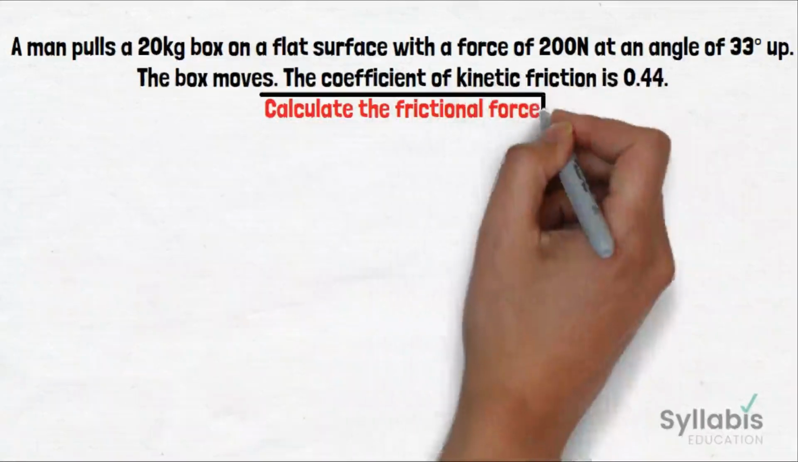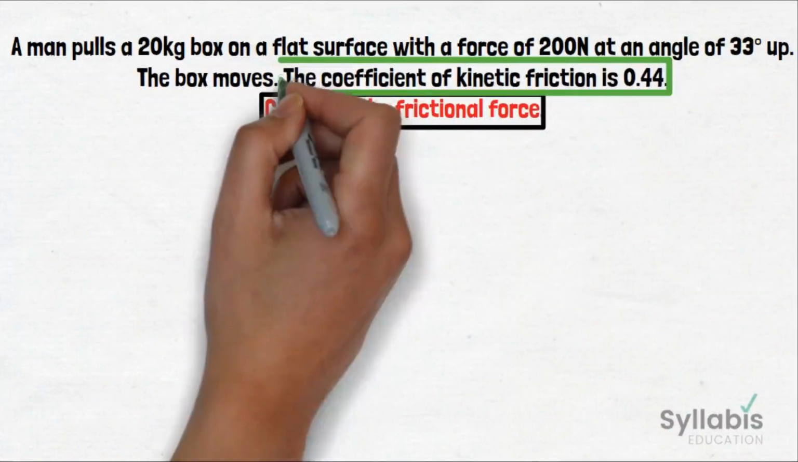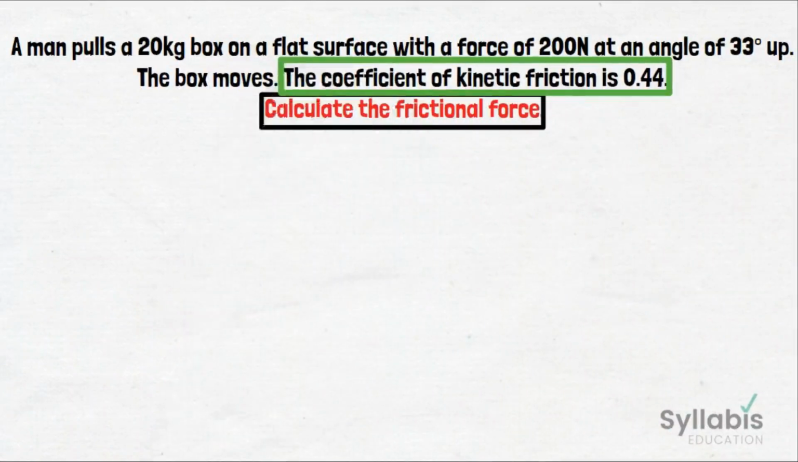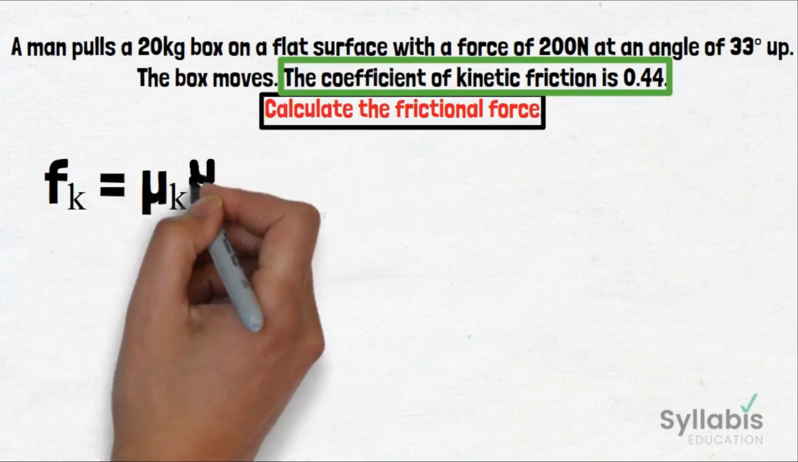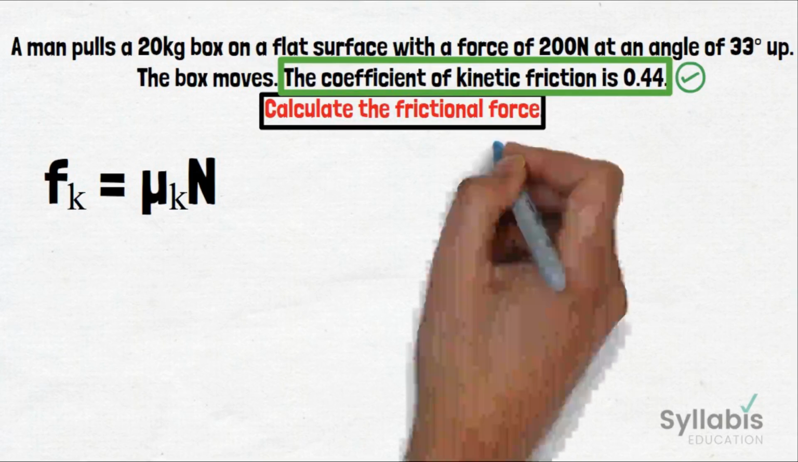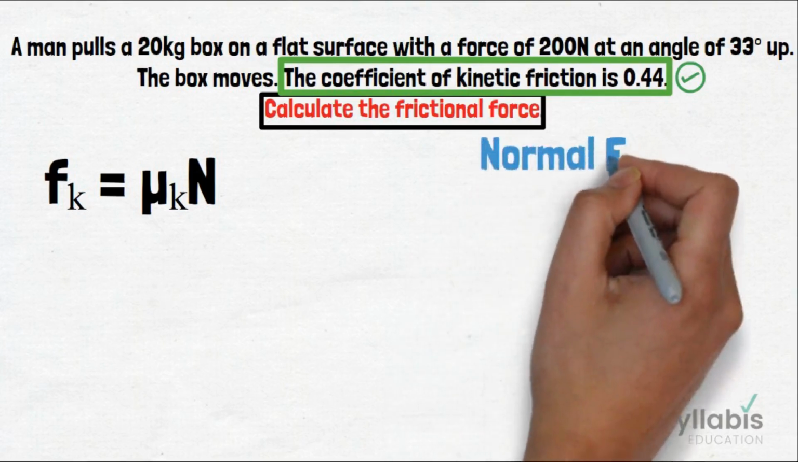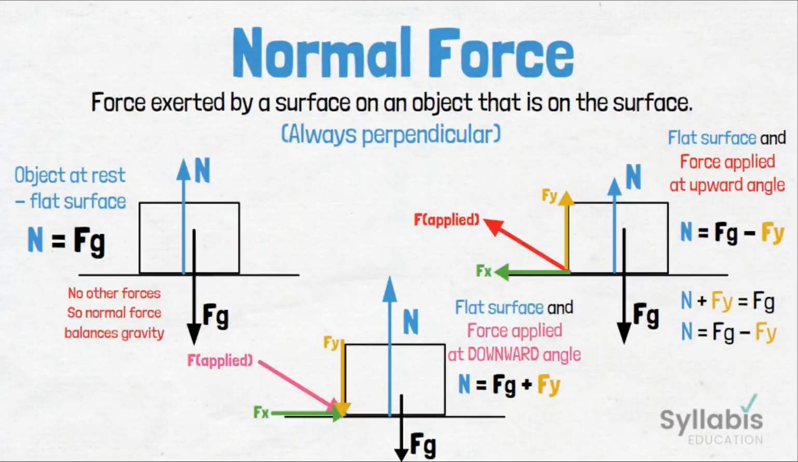We are asked to calculate the frictional force, and we are given the coefficient of kinetic friction. So we should already know that we will have to use the kinetic friction formula to calculate friction. We know the coefficient of kinetic friction. So we need to calculate the normal force in order to do this calculation. This is the diagram for the forces acting on the box.